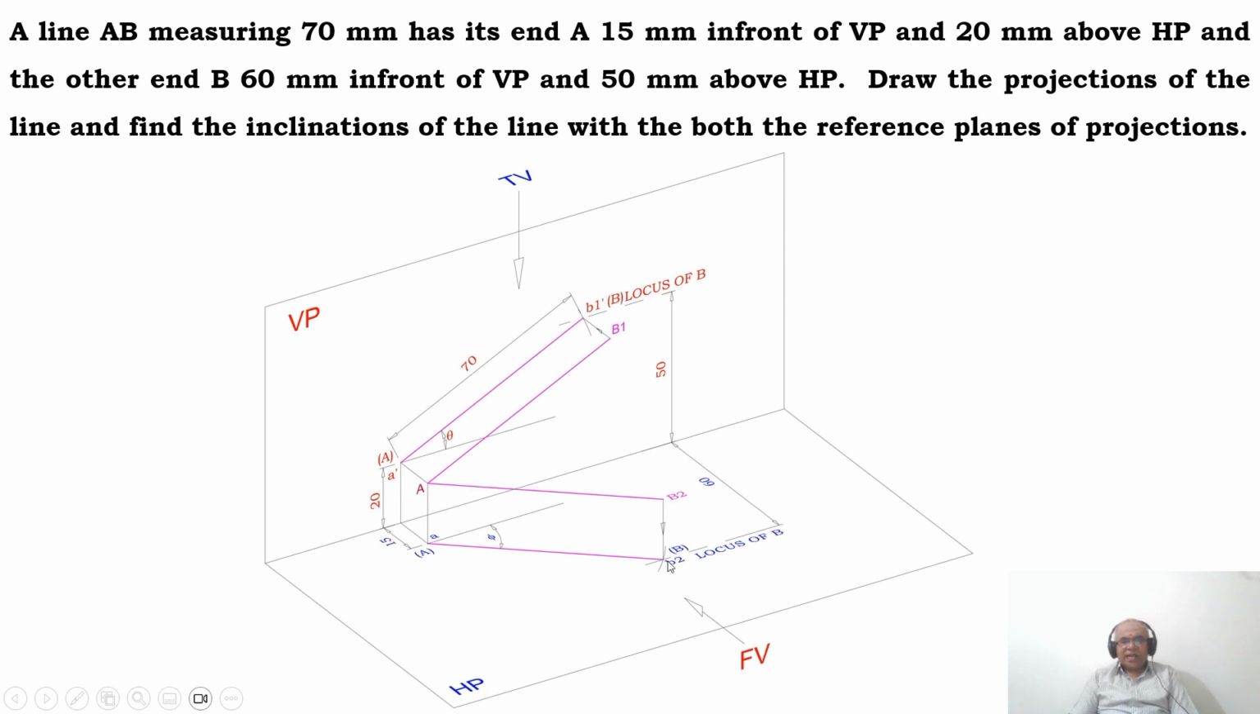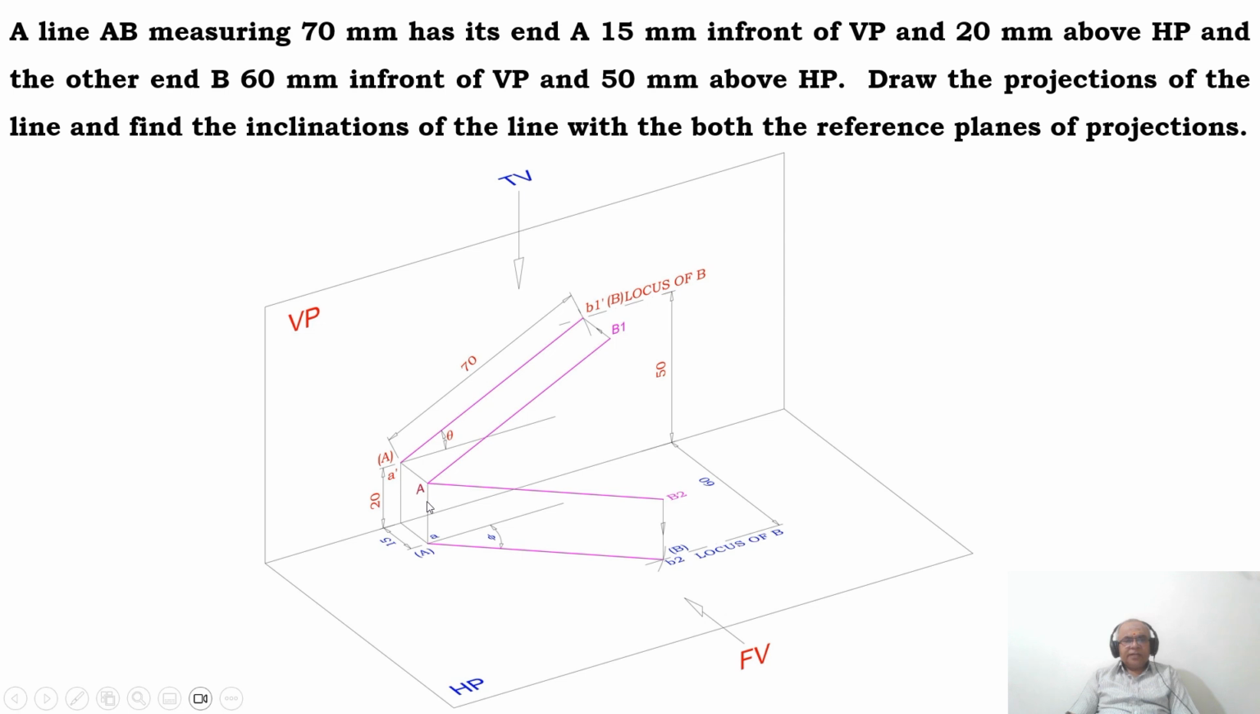So once you get this line, you have not got the true length, but you have the true length line which is 70. Since you know it is the 70 mm line, with small a as center, take a radius of 70, cut on the locus of B in the top view. So you join AB2. That line is going to be the true length line, wherein you will mark that point as B2, and you mark this as capital A and capital B, and this as the locus of B.